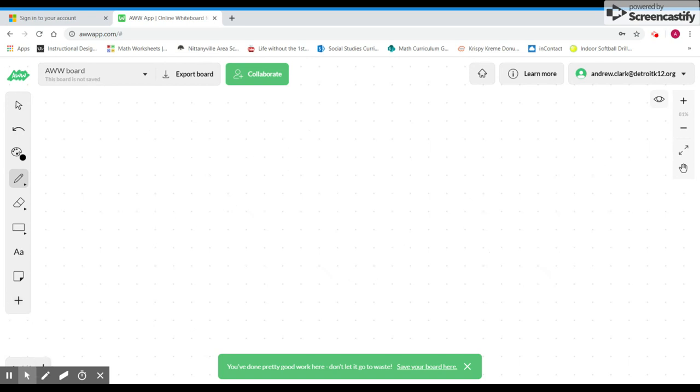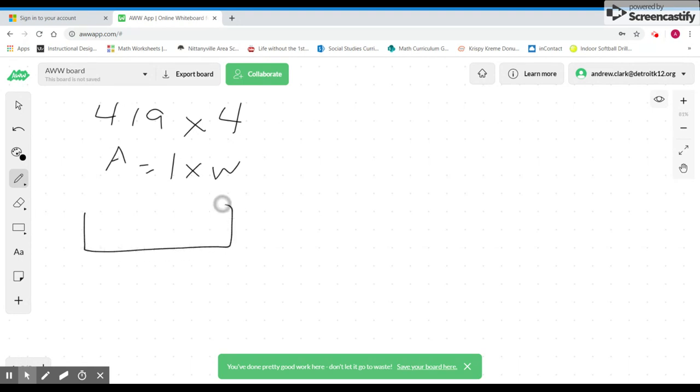So another way we can solve this is using the area model. And the area model of the same question, 419 times 4, the area model, area we know equals length times width. So what we can do is we can create a large rectangle and then split it up into the different parts as well to solve. So let's see that. If I create a rectangle, each of these are going to represent parts of my rectangle.